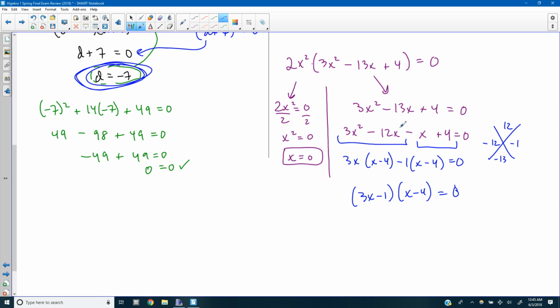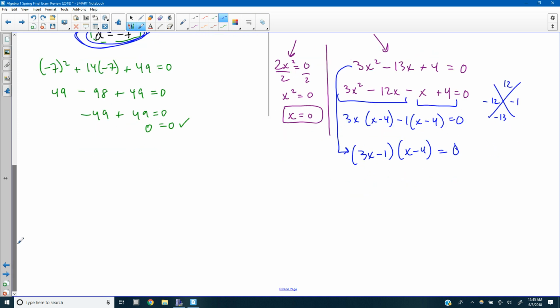I went from here all the way down to here. Now I can mentally do it, so maybe some of you can as well, I'm not sure. Otherwise, factoring by grouping was really the way that we've been doing it this whole time. But we're not finished with the problem. We still have to do zero product property.